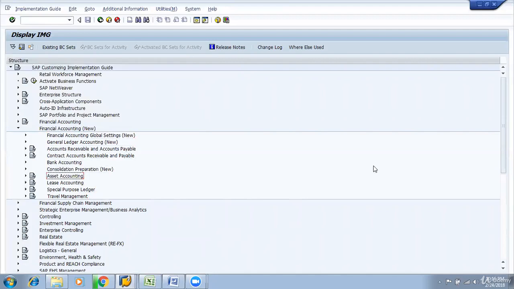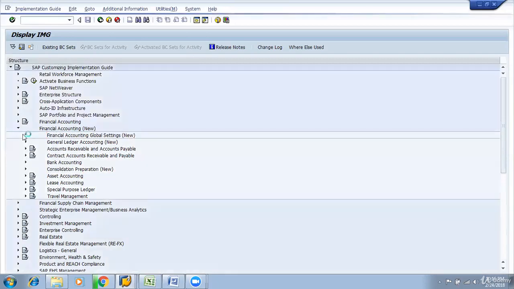Now, setting up a fiscal year variant for my company code is not a sub module. That is basically setting up my company code. That comes under global settings here. Let's go inside.